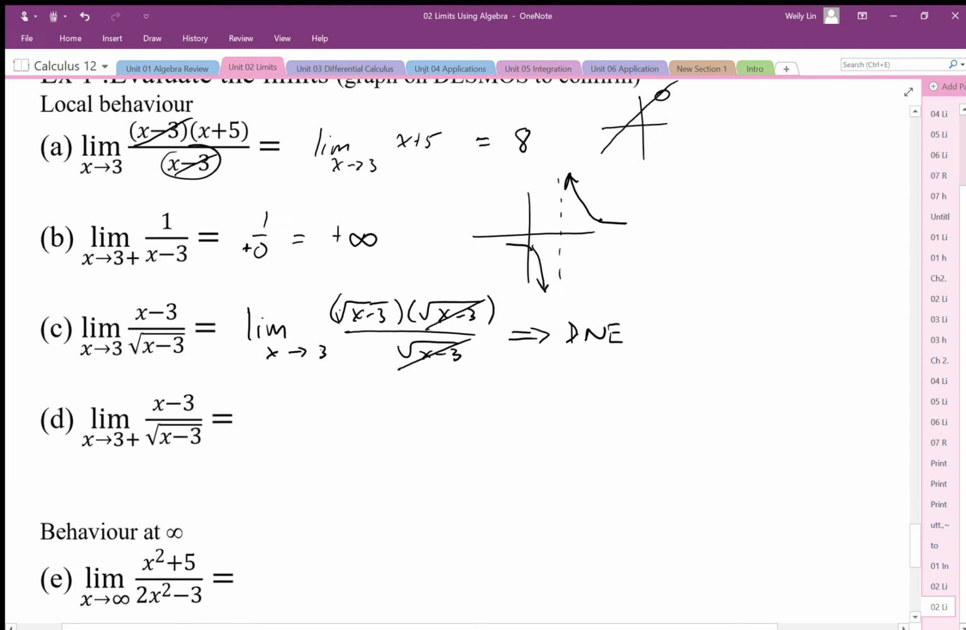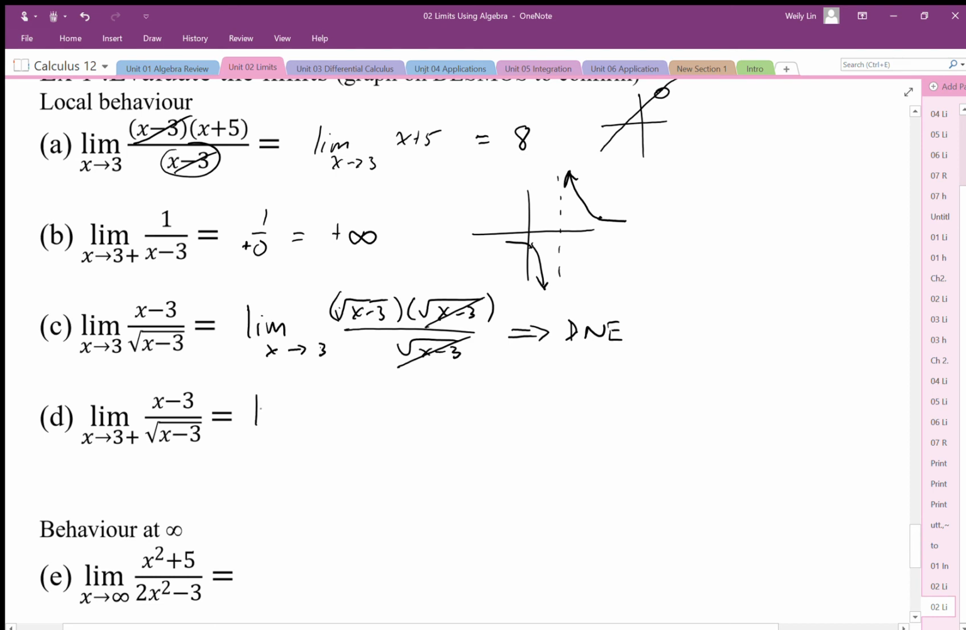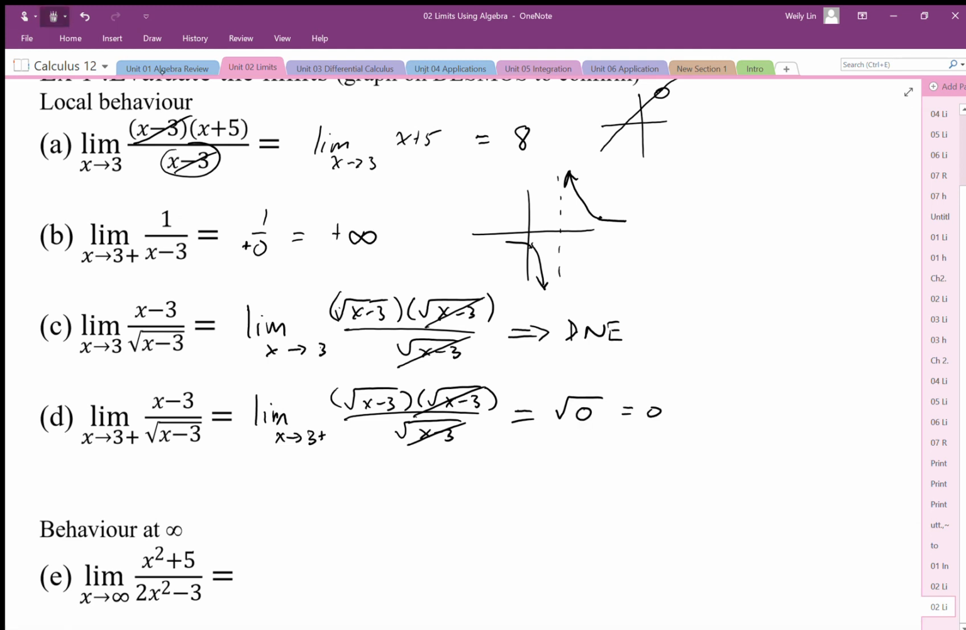So this one here, well, we can do the exact same thing, but now we can actually work out the limit because now we're approaching it from one side versus the other. So we can cancel these out, and this is equal to square root of 0, which is 0. Okay, and again, I was able to do this because I'm only approaching from the positive side. Okay.